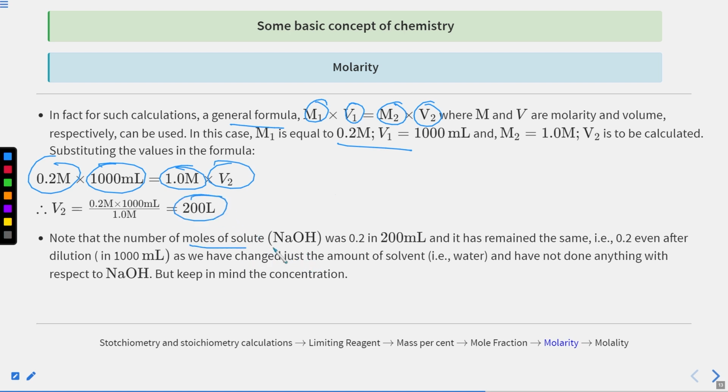Note that the number of moles of solute was 0.2 in 200 milliliter, and it has remained the same, that is 0.2, even after dilution up to 1000 ml, as we have changed the amount of solvent and have not done anything with respect to NaOH. So this is very simple to understand, that we are taking the same solution which contains 0.2 moles of NaOH, but we are adding only solvent in that. So we are not changing the number of moles of NaOH. Therefore, the molarity will only change.